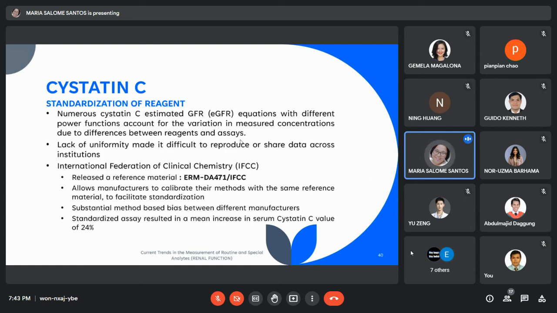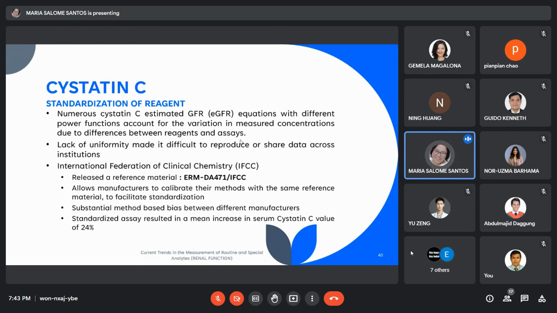For the standardization of the reagent, there are numerous cystatin C estimated GFR equations with different power functions that account for the variation in measured concentrations due to differences between reagents and assays. The lack of uniformity makes it difficult to reproduce or share data across institutions. The International Federation of Clinical Chemistry released a reference material to be used by different manufacturers. It is the ERM DA471 IFCC.